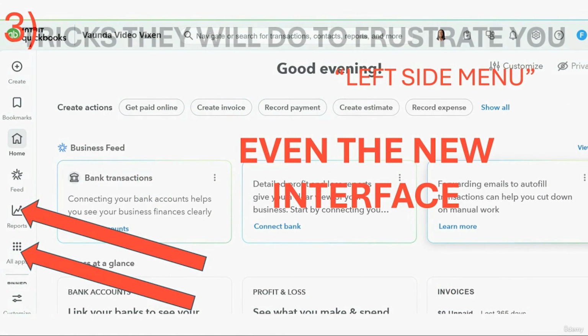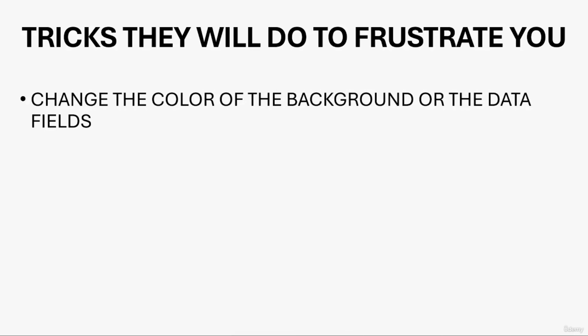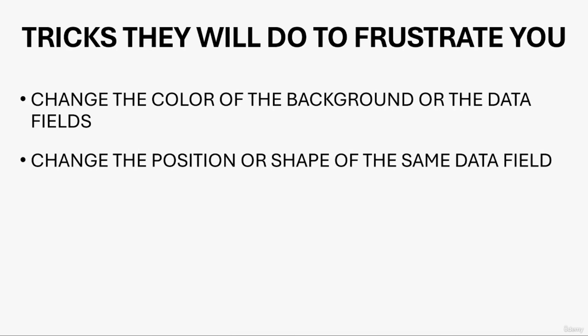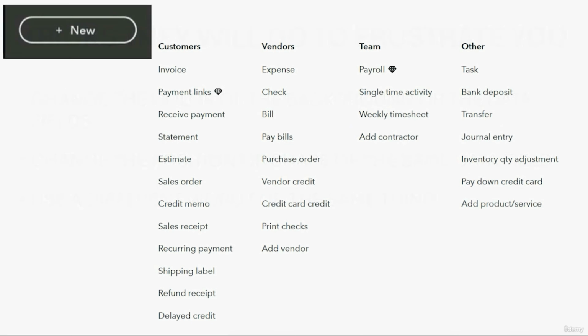Don't worry if you're looking at something and it looks different. They are always trying tricks to frustrate you. Maybe the change in color of the background or the change in the color of the data fields might confuse you. Maybe they change the position, shape, or size of the same data field in the same window. And they might even choose to use a different word for the same thing. These are the 3 tricks that you have to look out for if your QuickBooks Online suddenly looks different.